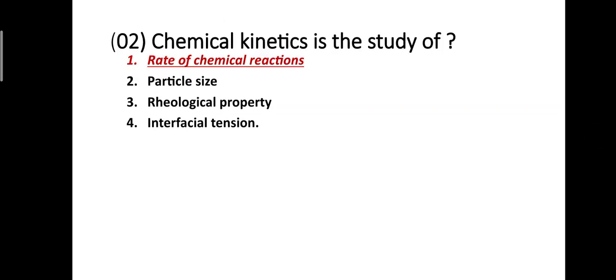Second question. Chemical kinetics is the study of option first, rate of chemical reactions; second, particle size; third, rheological property; fourth, interfacial tension. The correct answer is option number first, rate of chemical reactions. Chemical kinetics is the study of rate of chemical reactions.